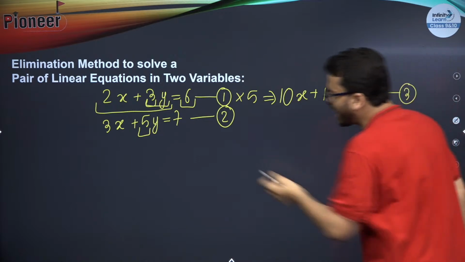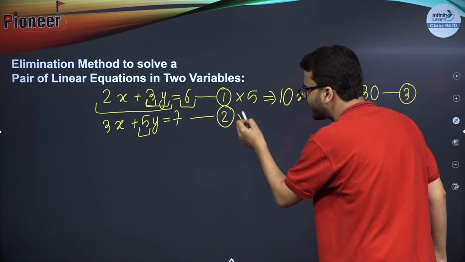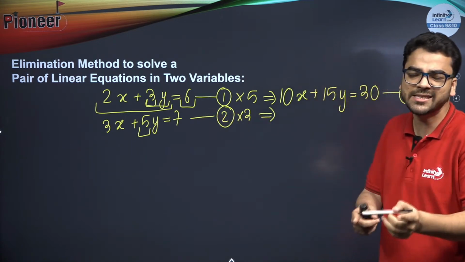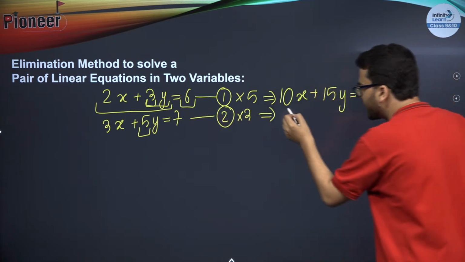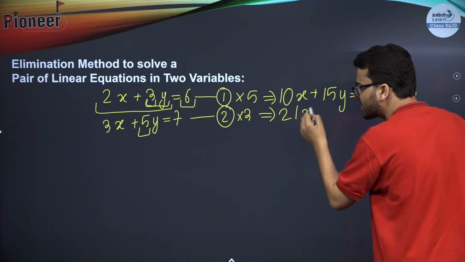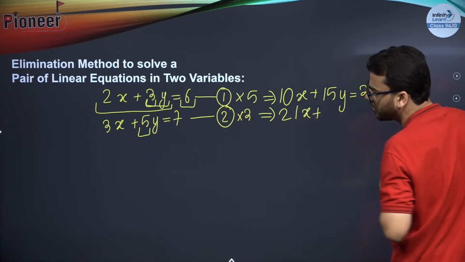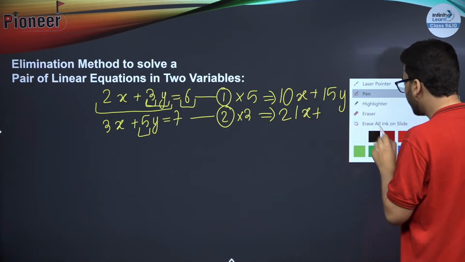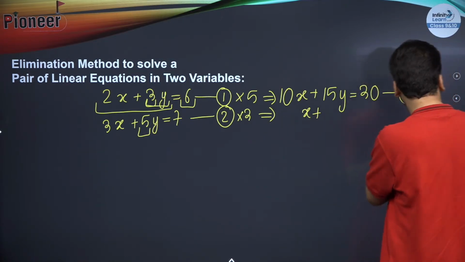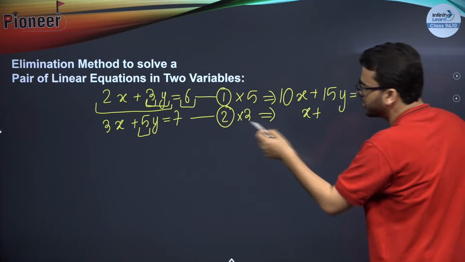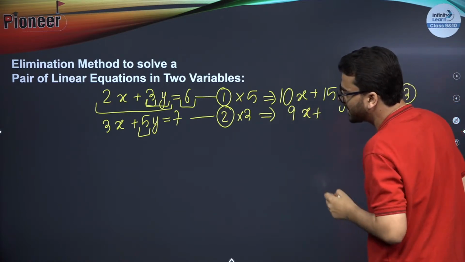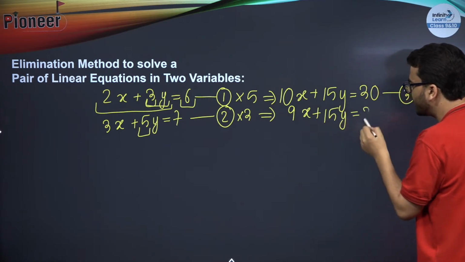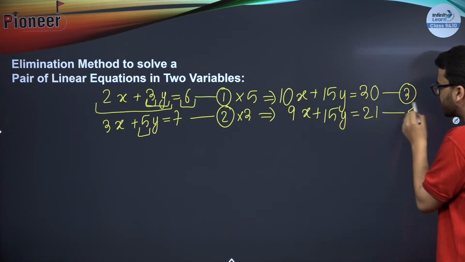In the same manner, I'll multiply the second equation by 3 over here, correct? Because then only the coefficients of y will be the same in both the equations. So this will give us 3 3s are 9x over here, plus 5 3s are 15y, and that is equal to 7 3s are 21, and this is the fourth equation, correct?